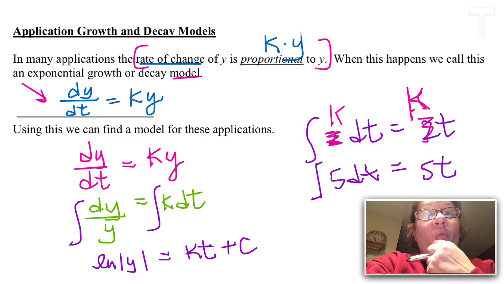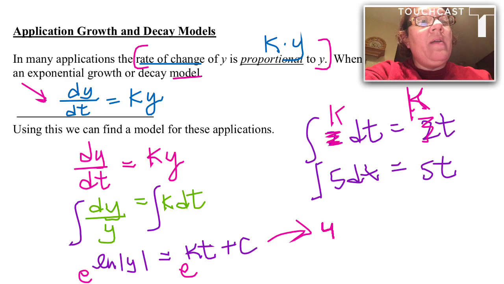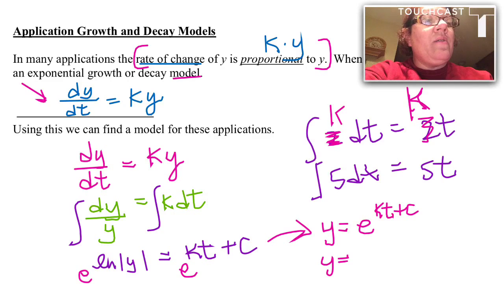And then I'd like to get y by itself. So in order to make that happen, I will power both sides up. And when I do, on the left-hand side, I'm just going to get y. And on the right-hand side, I have e, and that's now all my exponent. And remember, I could split that. So e to the kt plus c becomes e to the kt times e to the c.